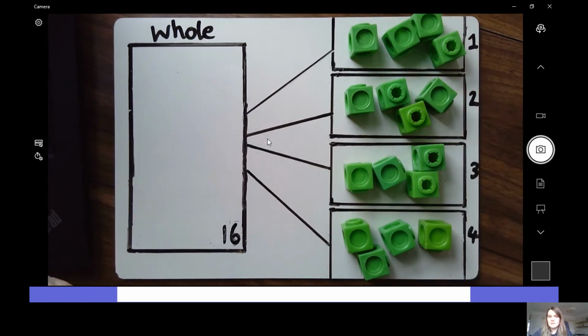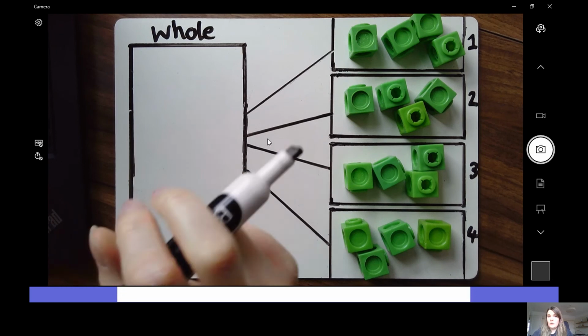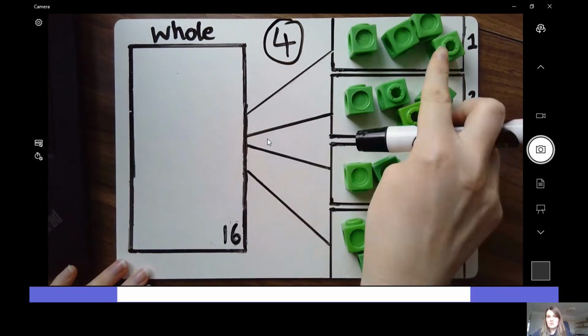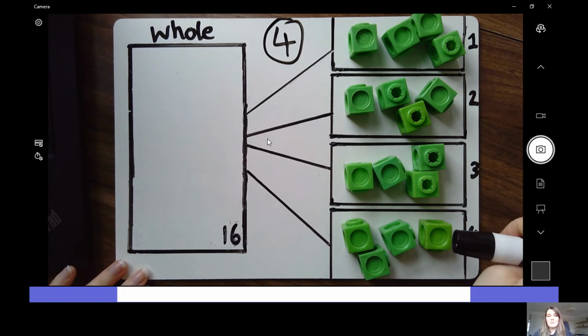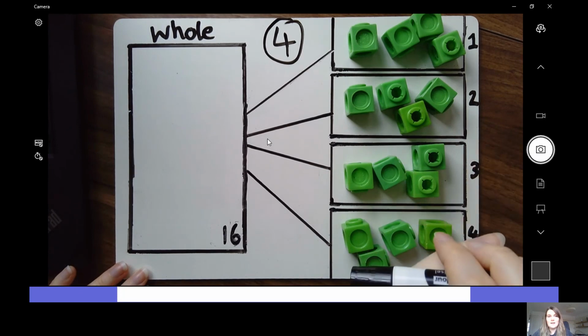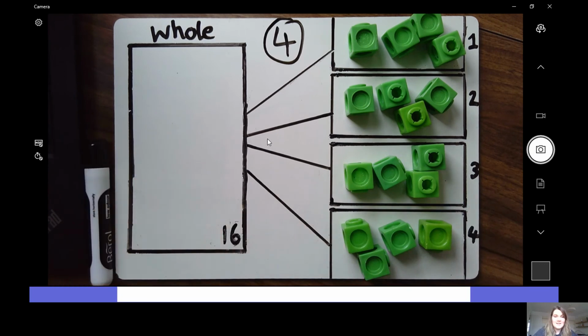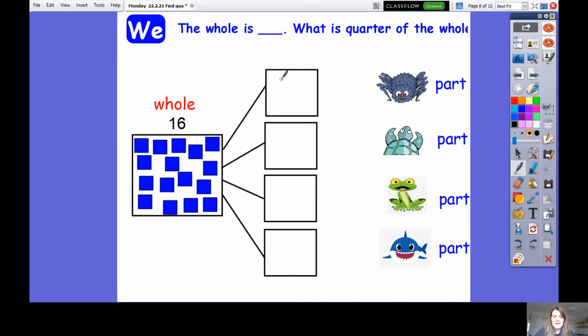What did you get as quarter of 16? What did you think quarter of 16 was? You think it's 4. Why do you think it's 4? Because when you shared it out equally, there were 4 for each part. Well done. The whole is 16 and quarter of 16 is in fact 4. Well done. We found that every person got 4 each when we shared 16 equally.